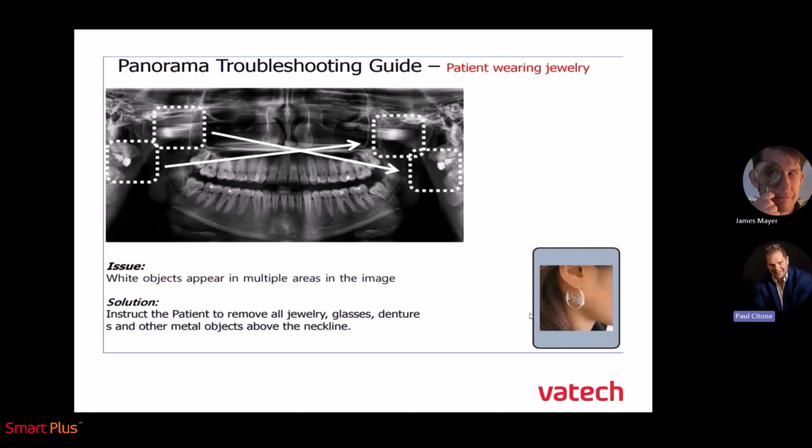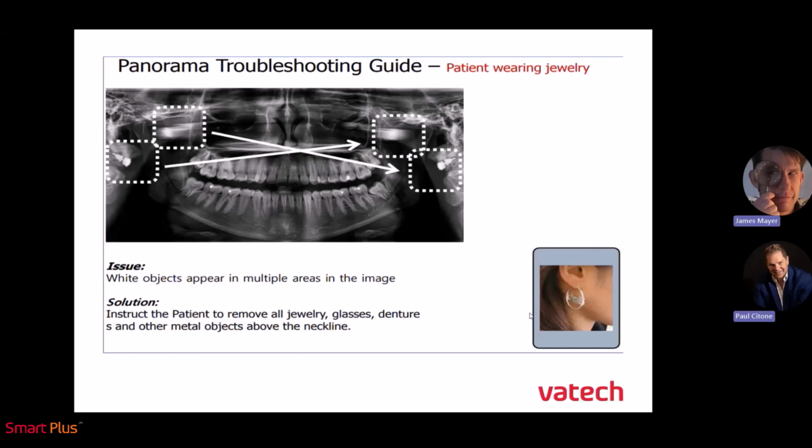So Jim, in this next image, we can see the patient clearly has earrings on, and that will not only show up in your image, it'll cause streaking. That's what we can see in the upper two white boxes on top there. As it goes around, it causes streaking on the opposite sides.